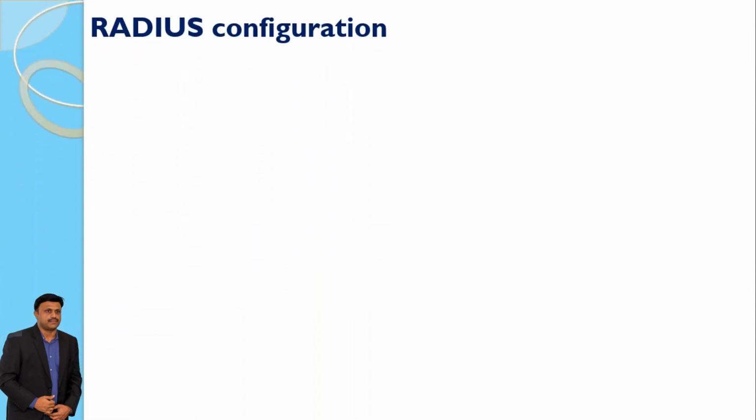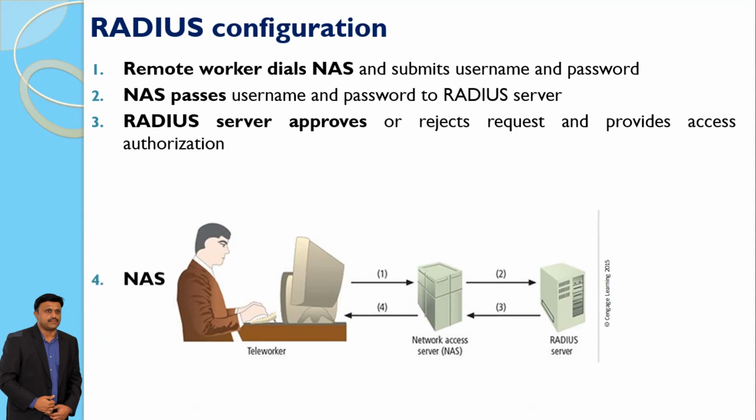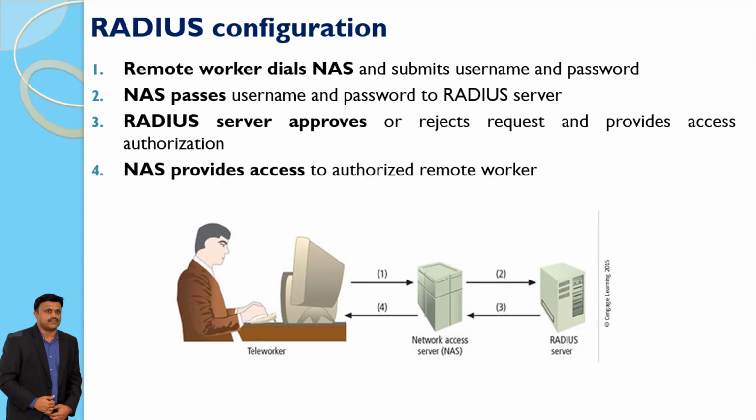In RADIUS configuration, a remote worker dials into the NAS and submits their username and password. The NAS passes these credentials to the RADIUS server, which then approves or rejects the request and provides access authorization. Finally, the NAS grants access to the authorized remote worker.